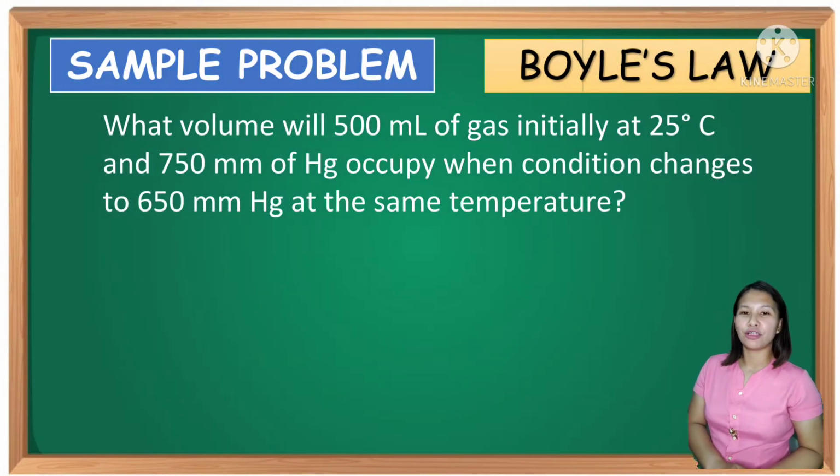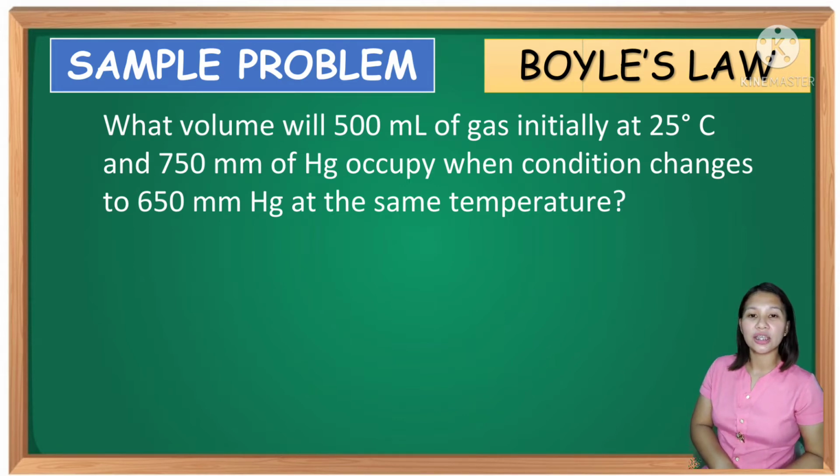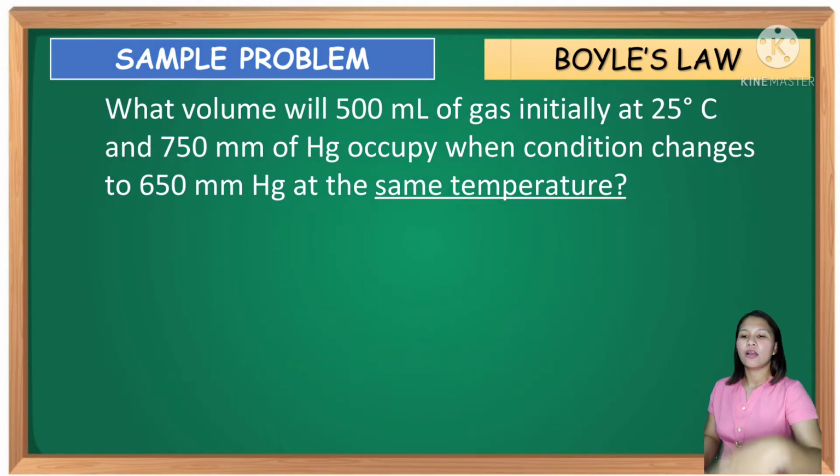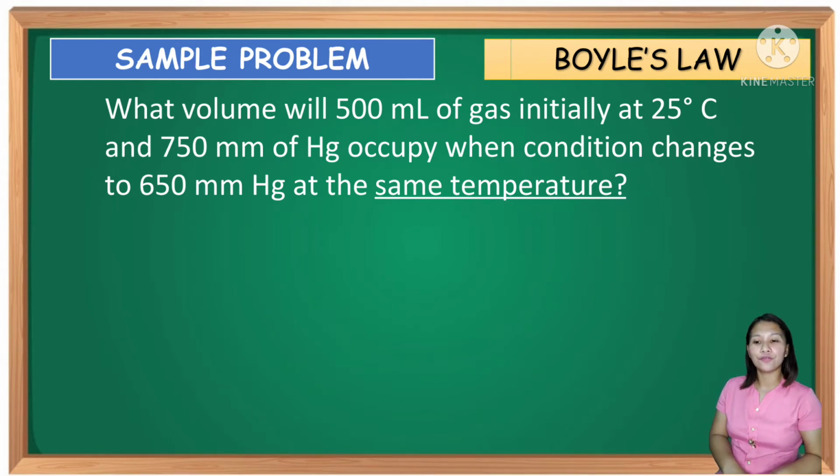Let's have an example. First, we have: what volume will 500 ml of gas initially at 25 degrees Celsius and 750 millimeter mercury occupy when condition changes to 650 millimeter mercury at the same temperature? Consider that the temperature is constant, therefore we can use Boyle's Law.